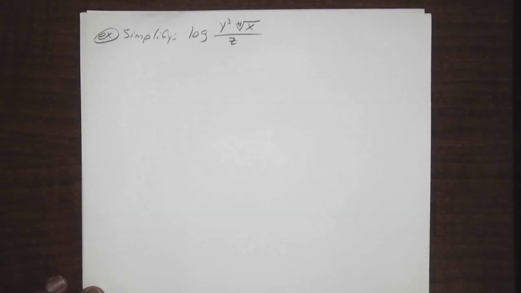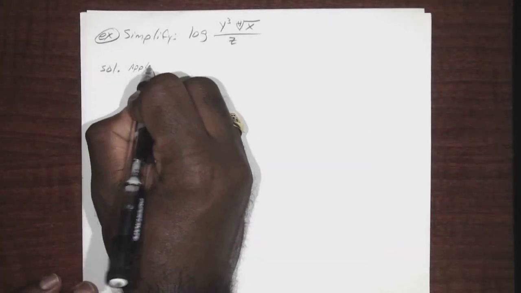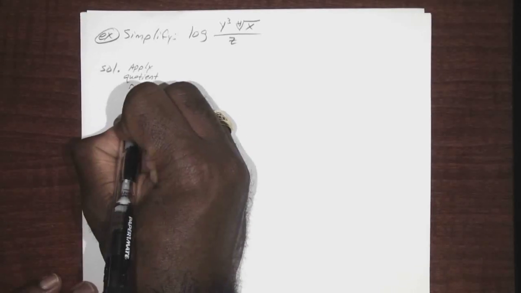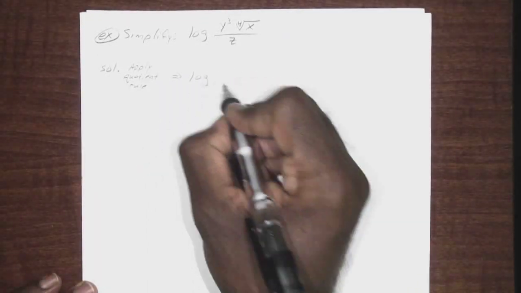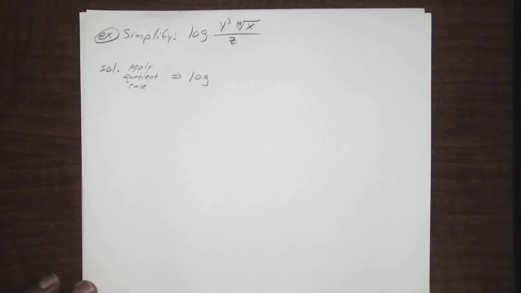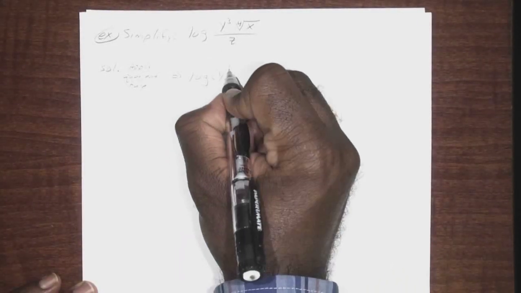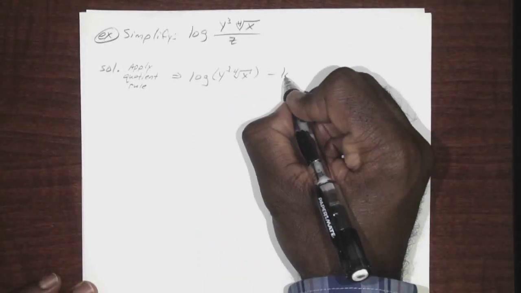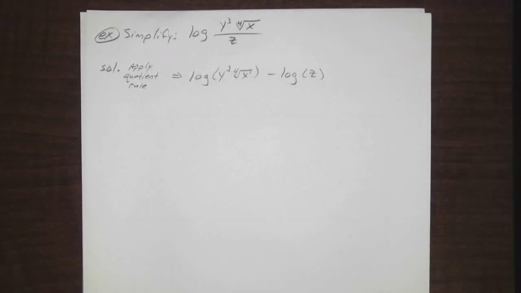All right, so the first thing you notice is that it's a quotient. So you apply the quotient rule. Okay, so that means you have log, if you want to, you can put the 10. So you have log of y to the third fourth root of x minus log of z. So you have the log of your numerator minus your log of your denominator.